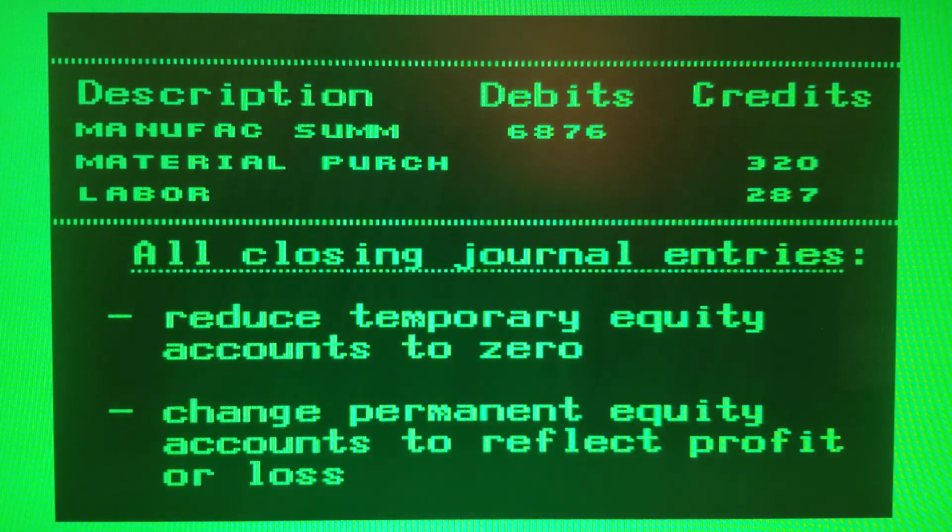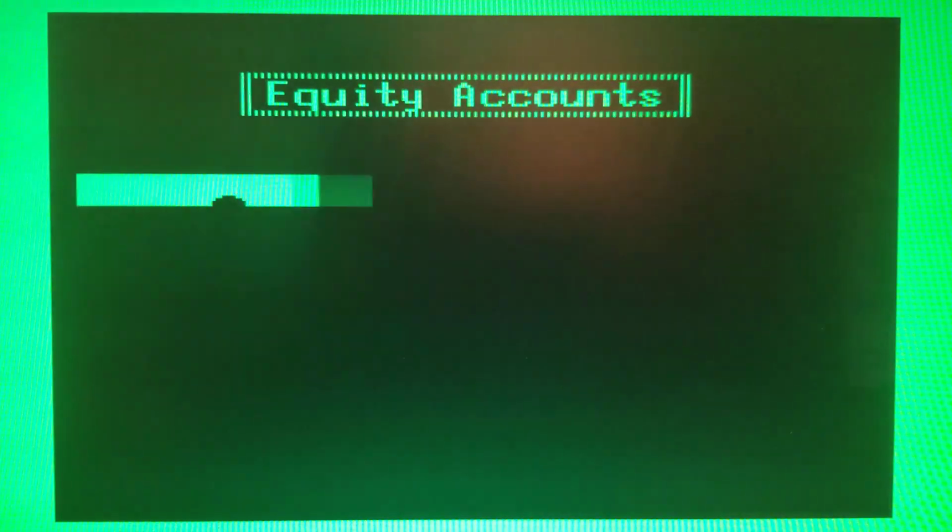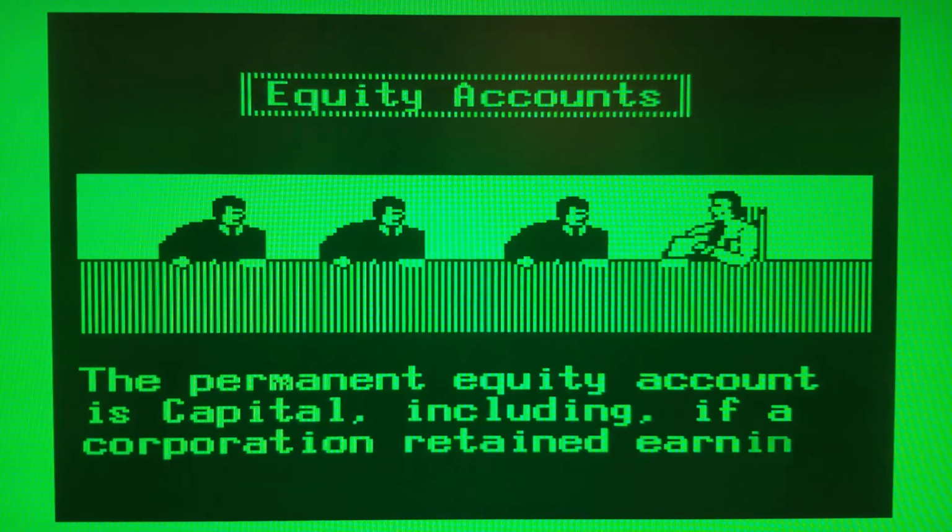There are several ways to make closing journal entries, but all of them result in reducing temporary equity accounts to zero and raising or lowering the permanent equity accounts to reflect profit or loss in the period which is ended. The permanent equity account is capital, including, if a corporation, retained earning or loss.